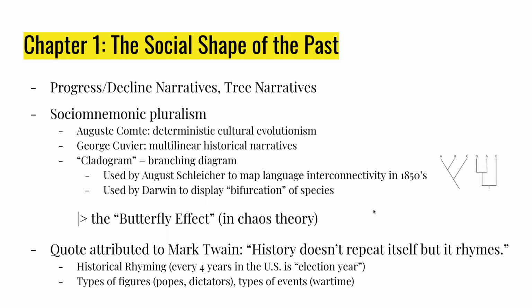Zerubavel talks about the history of cladograms and how they were used by theorists and researchers such as August Schleicher, looking at linguistics in the 1850s, and Darwin also in the 19th century to look at the bifurcation of species. Especially in this book, Zerubavel is going to go into depth about the evolution of the human species. For me, this reminds me of the butterfly effect in chaos theory, how something that happens has a ripple effect where many things are impacted after a singular event. So that's a bifurcation and a branching type of theory. That's a little overlay with some other topics.